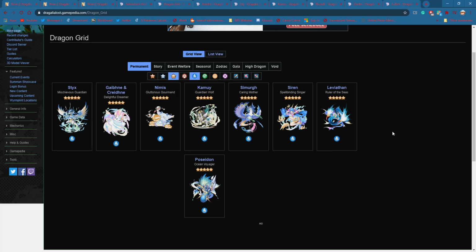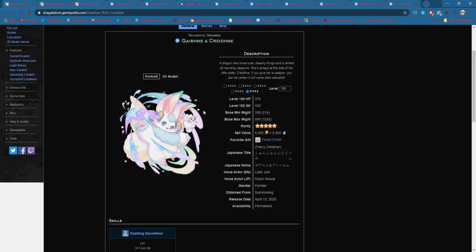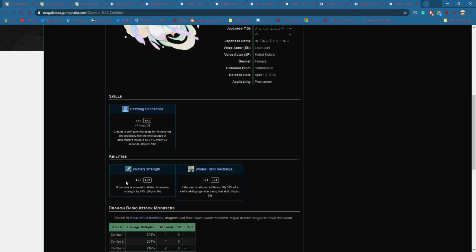And some of the good dragons that are here are Siren. I don't know how to pronounce these two names, but I just call them GNC. GNC is one of the best dragons in the game for water. If I go and look at them quickly, you'll see this water strength. If you use this unit strength, it increases strength by 45%. Not bad at all. But this right here is really what does it for them.